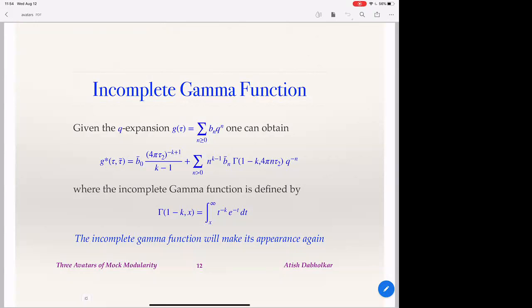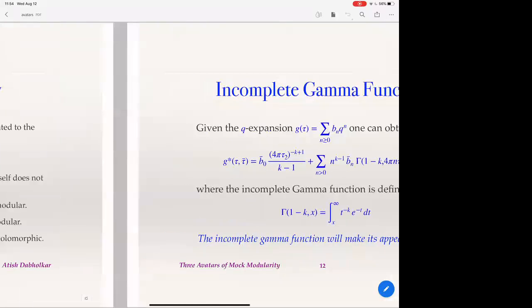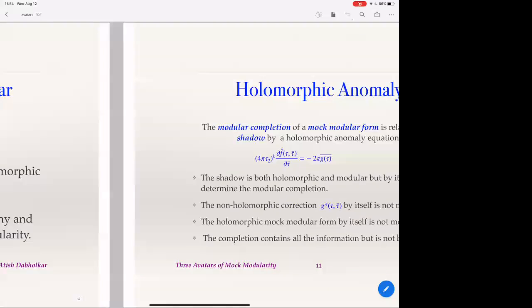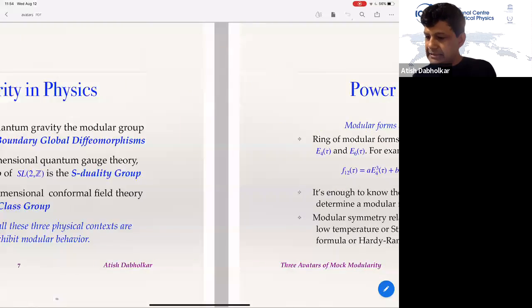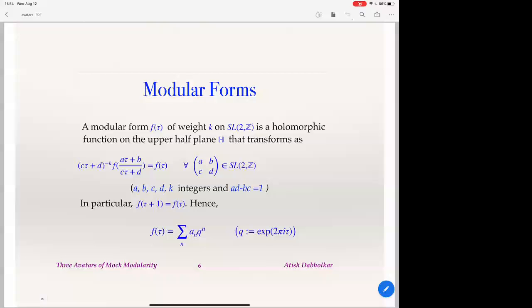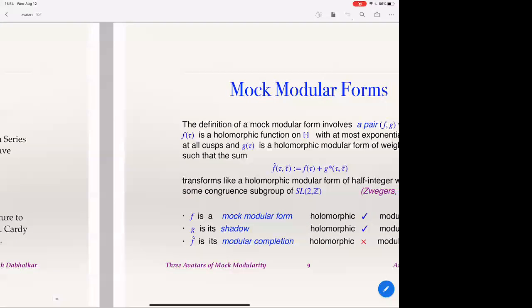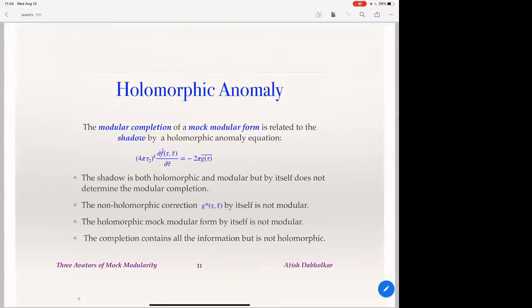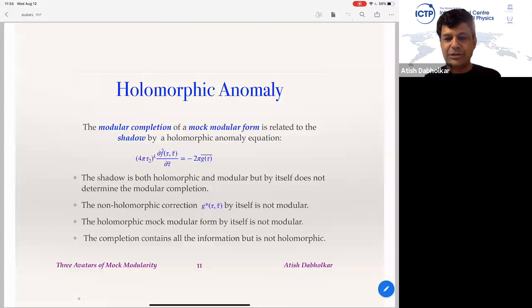Atish? Yes. You said this F hat transforms like a holomorphic modular form, but it is not holomorphic. What does that mean? It means it has the same transformation property as this, meaning it transforms as C tau plus D to the power minus K. You can generalize this definition to say C tau bar plus D to the power minus K bar. It is a function of both tau and tau bar. However, to get its modular symmetry, you only need to multiply by C tau plus D to the power minus K. No powers of C tau bar are necessary.